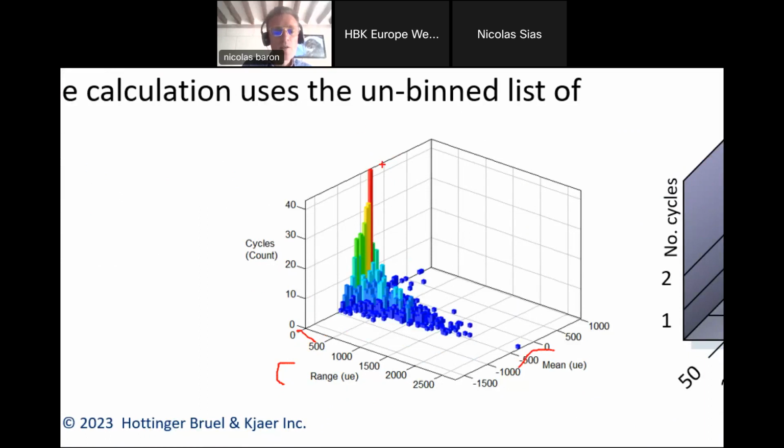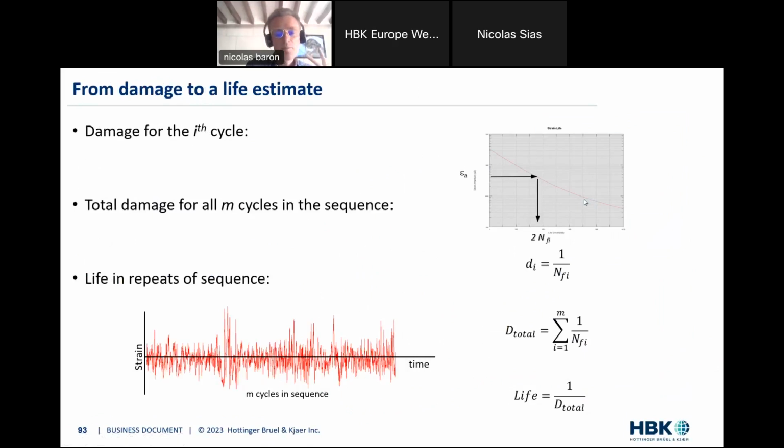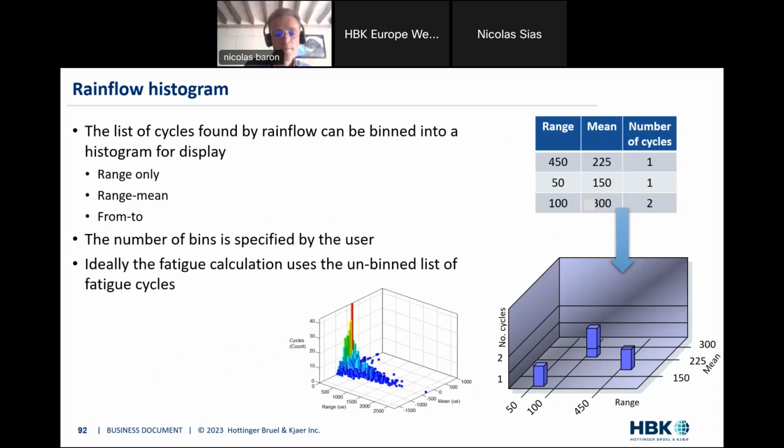We have a big number of cycles, but they have very low range values, and that's good because this is not very damaging. And then we see how many cycles there are at various ranges and various means. So this is the rain flow counting algorithm. And then we just do the same thing as we did previously. We will be able to calculate life for all these bars here because we have a number of cycles.